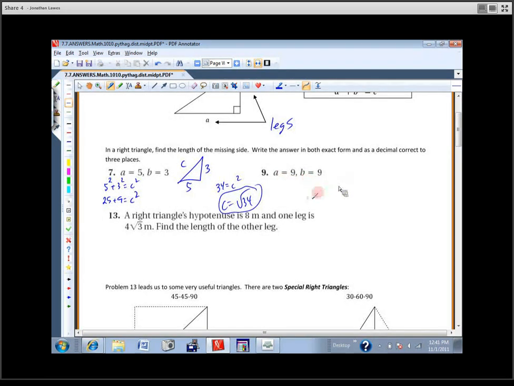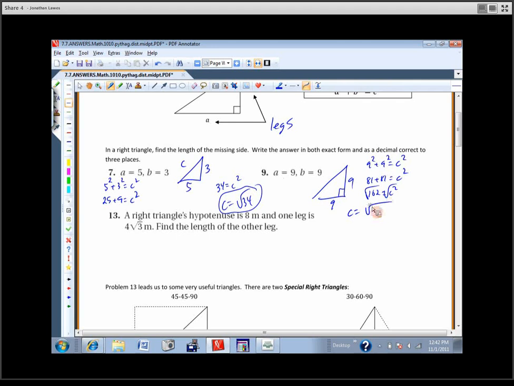Let's take a look at the next one. We've got a leg of 9 and another leg of 9, so it looks like this. 9 here and 9 here. We want to figure out how long this other side is. So that's going to be 9 squared plus 9 squared equals c squared. 81 plus 81 equals c squared. 162 equals c squared, right?